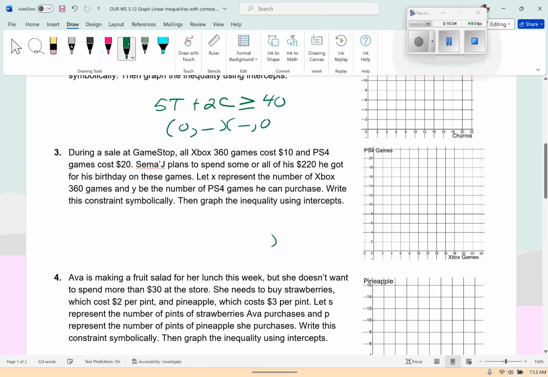And then it says during GameStop, all Xbox 360s cost $10 and PS4 cost $20. I don't know where that's at, but hey, that's pretty cool. They want to spend some or all of the $220. All right. So I get $10 Xbox plus $20 PS4, and they want to spend less than or equal to the $220 that they got. So this is, again, another cover method. Do that. Shade the appropriate region.